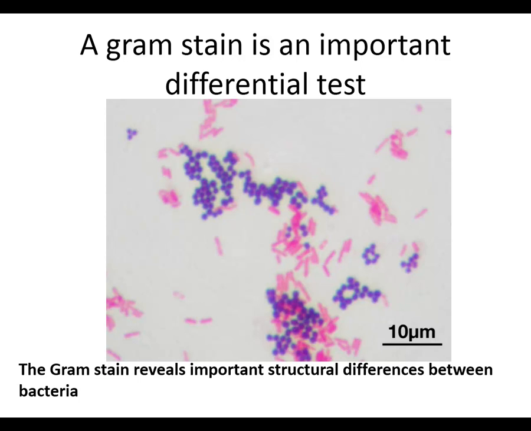Gram stain is one differential test, right? It can tell us a lot about a bacterium. What can it tell us? What kind of cell wall it has, right? Are there bacteria in this picture of a Gram stain that have different kinds of cell walls? Yeah. Talk about that, somebody. Somebody raise your hand to talk about that. What kind of cell walls are we looking at in this picture?